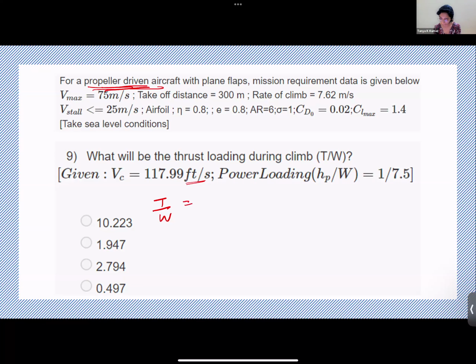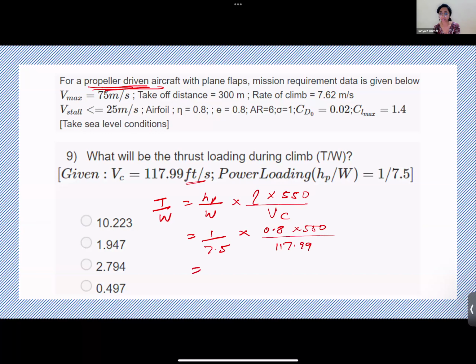So it is power loading, HP by W into efficiency, and there is a factor of 550. Okay, let's see if we're getting that value. 550 by VC. So power loading is 1 by 7.5, eta is 0.8, 550 by VC, VC is 117.99. Okay, so 0.497.